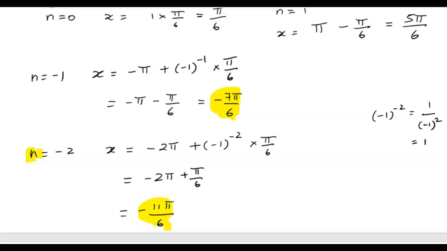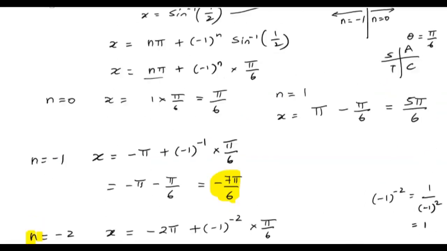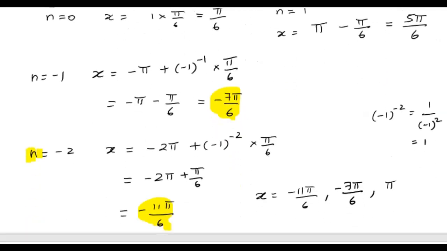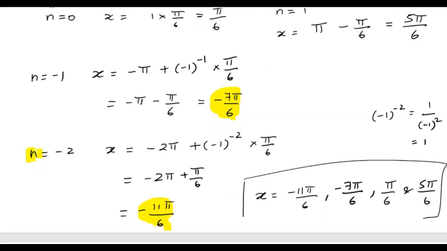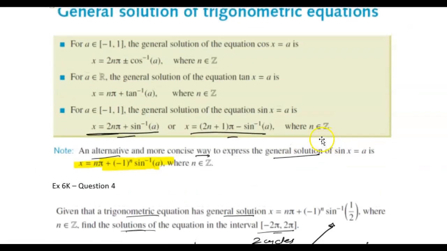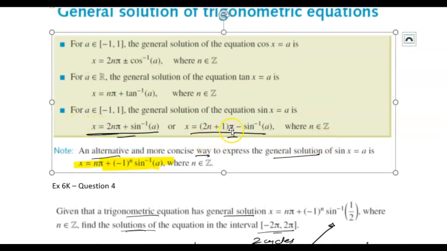So in other words, my solutions are x is equal to minus 11 pi on 6, minus 7 pi on 6. Then we have the other two solutions, which is pi on 6 and 5 pi on 6, and that completes this particular question. Alright, so when you're finding a general solution for a sine function, you could end up using these two formats to start with, where we have both the equations, or you can use the alternate method. Both of them are going to result in the exact same solution.